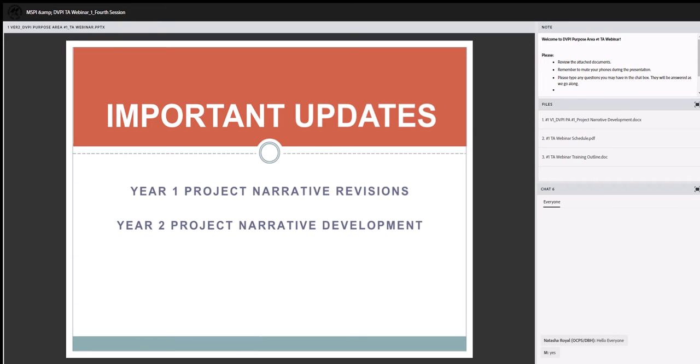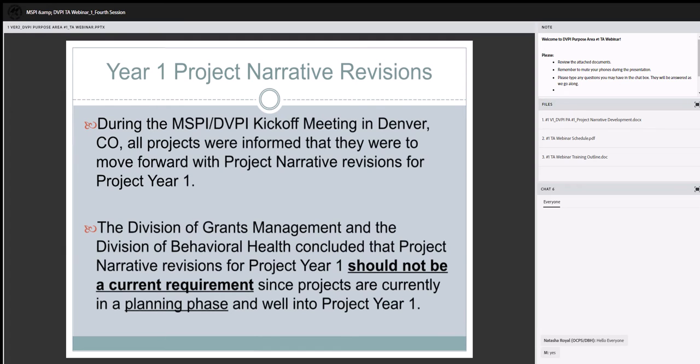So the important updates, and some of this you're going to know already since February 29th has come and gone. The Year 1 project narratives, during the kickoff meeting in Denver, we told everyone to move forward with your project narrative revisions for Project Year 1, but the Division of Grants Management and the Division of Behavioral Health met and concluded that the project narrative revisions for Year 1 do not need to be a current requirement since projects are currently in a planning phase and well into Year 1.